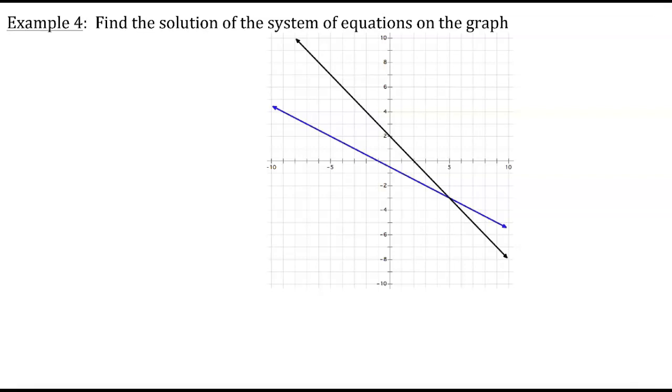In example 4, we are going to find the solution of this system of equations just by looking at the graph. We don't know what the equations of these lines are, but we actually don't need to. We can find the solution to this system just by seeing where the two lines intersect. These two lines intersect precisely at the point (5, -3). That means that the ordered pair (5, -3) is a solution to both linear equations. It's a solution to this system of equations.